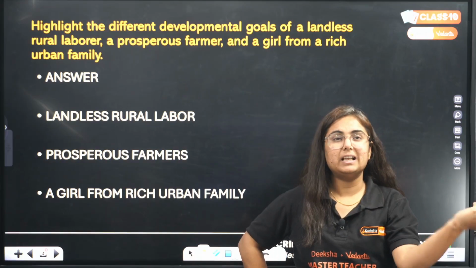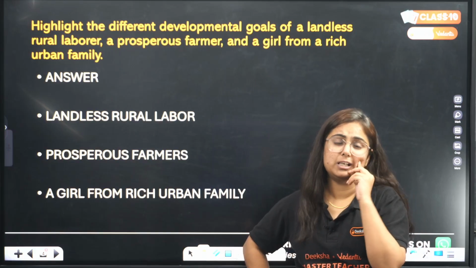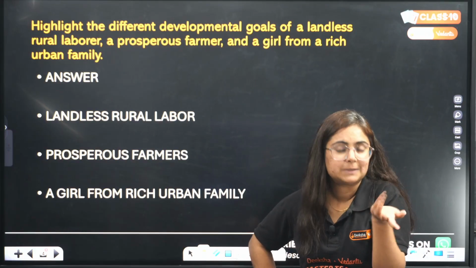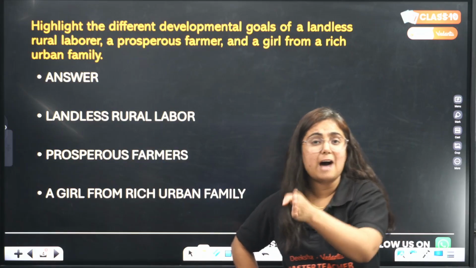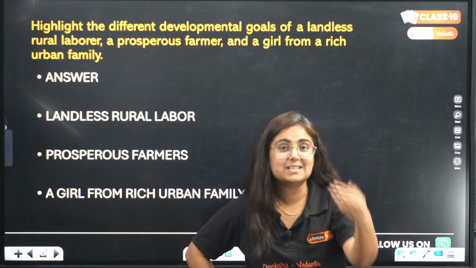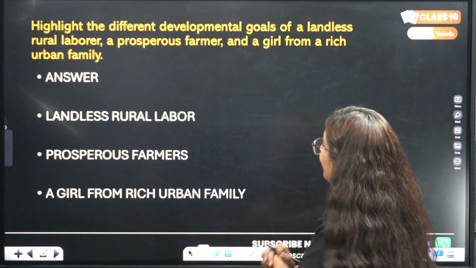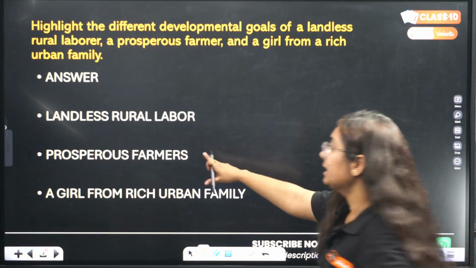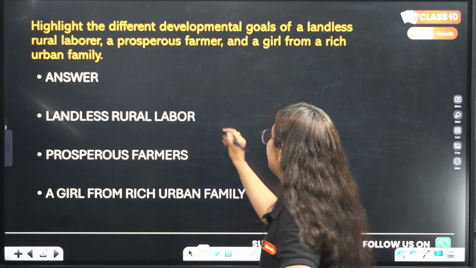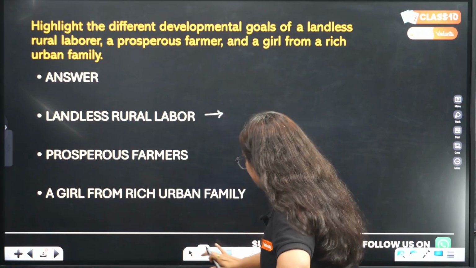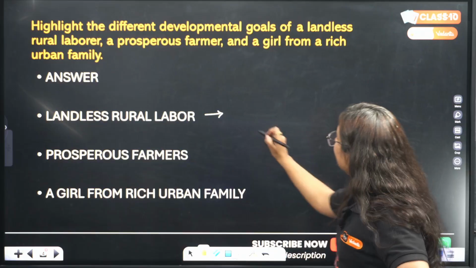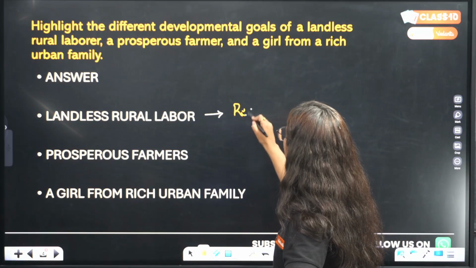Your father might be thinking that I should buy good shoes, and your mother might be thinking about certain cosmetic products. Every person has different developmental goals. So highlight the different developmental goals of the person written here, the landless rural labor. What will this person be thinking? This person wants what? First of all, the person wants regular work.